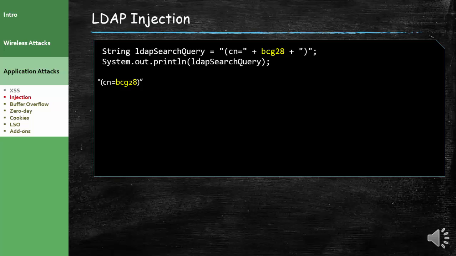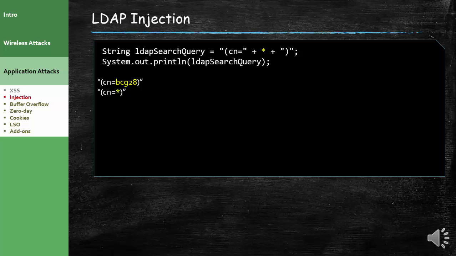But what if a user understood how LDAP works and they pass an asterisk instead of an actual username. So when they're in that login form, instead of putting BCG28, they put star. And when that star goes to LDAP, what that basically means is it's a wildcard. It's find me any user ID with this, any user with any user ID. Just show me everything, basically. So that's one way you can sidestep LDAP.